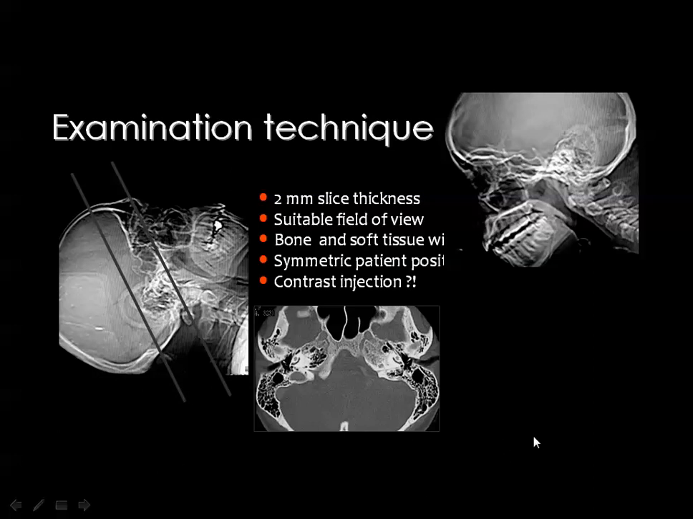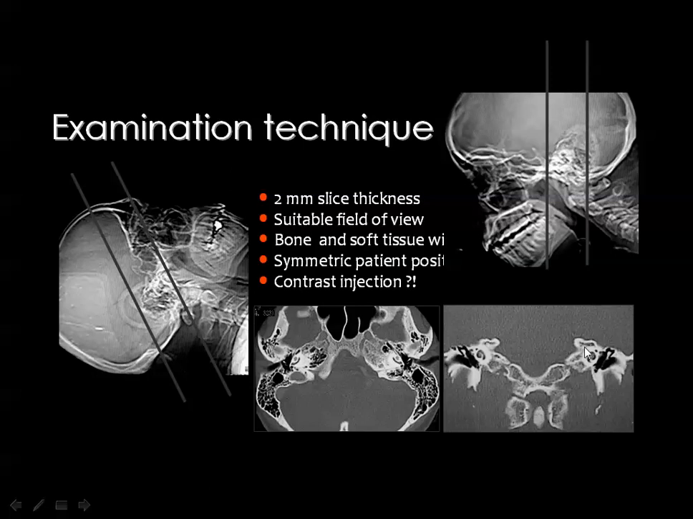Then in the coronal plane, the patient is in the prone position, and we localize the site of the Petrous bones, and we start from posterior to anterior. In the axial plane, we start from inferior to superior, and in the coronal plane, we start from posterior to anterior. This is the axial image, and this is the coronal image.